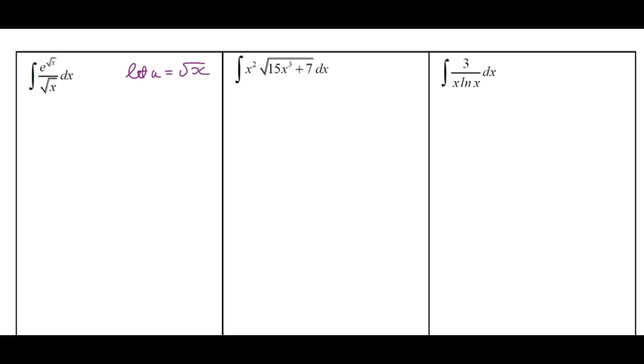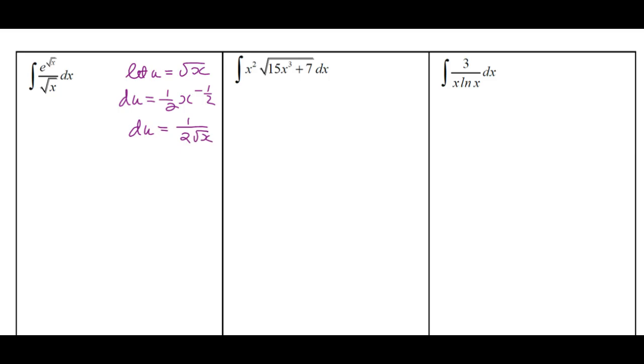What's du? The derivative of root x is x to the negative a half, right? Just plain old power rule. Root x is x to the half. Power rule, derivative 1 half, x to the negative 1 half, which is 1 over 2 root x. Now, what's the problem? Do I have a 2 root x somewhere in there?